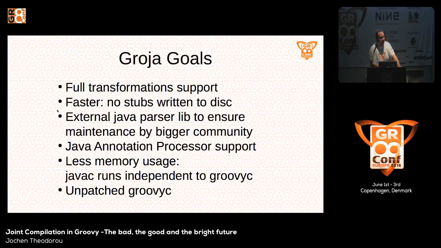And depending on a wider use, and with wider, I mean not only the Groovy people, who don't really care about how to write a Java parser, but a community around a Java parser library that really cares about how to use that. So then you have the maintainability of the parser, not by yourself, but by another one. Still, you can contribute if you want, of course. And the other goal is, of course, annotation processing support, as I mentioned, and less memory usage. And finally, a groovyc that doesn't have to be patched to enable that, like for the Eclipse Java compiler.